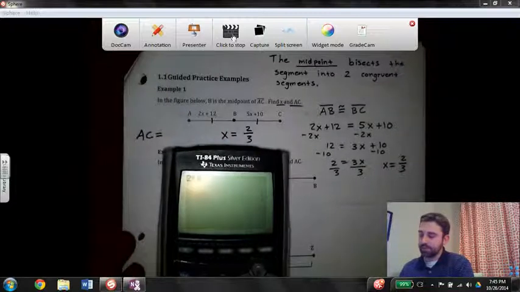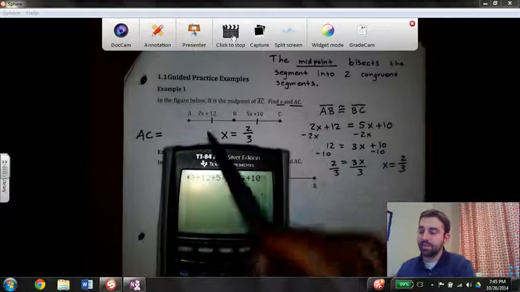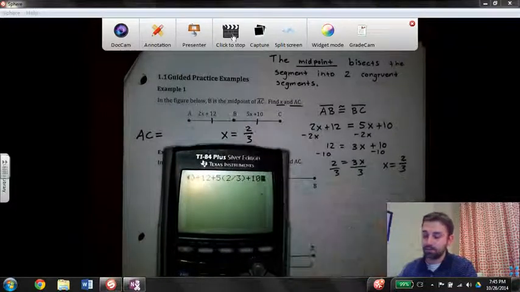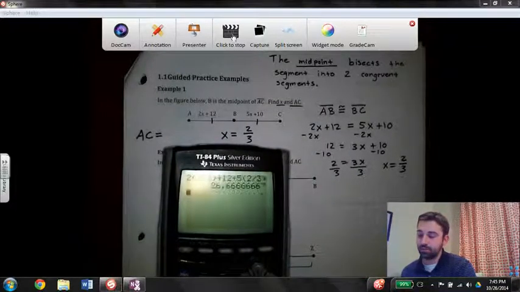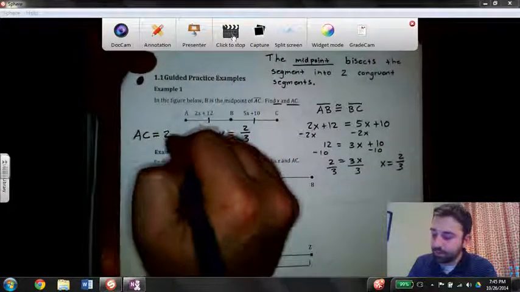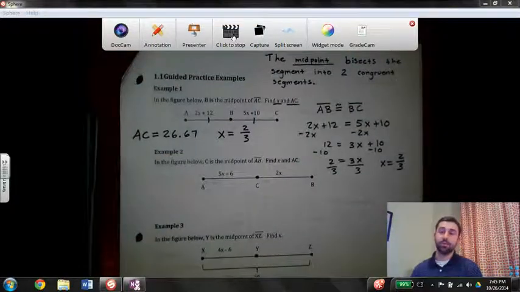I'm going to say 2 times 2/3 plus 12 plus 5 times 2/3 plus 10, because if I want to find the total length of this segment, I'm going to add these two pieces together with the value of x. And I get roughly 26.67 for the length of the total segment.